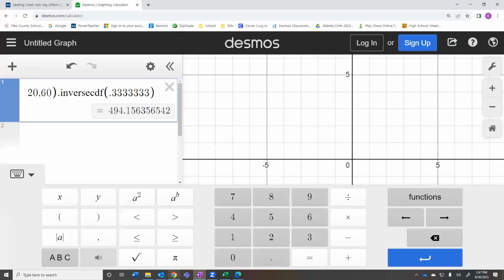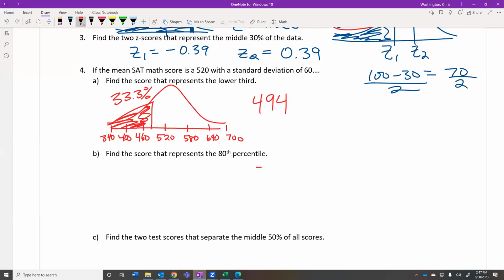So do I need to change anything in here? Just the 0.3333. We can change it to 0.8. We can do 0.80 if we want. It's just going to give you the same answer. So we see a score of 570 would put me in the 80th percentile. Maybe in order to apply for the scholarship, I have to be in the 80th percentile, which means I have to make at least a 570 on the math portion of the SAT.